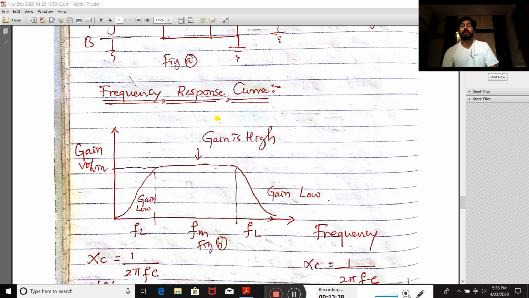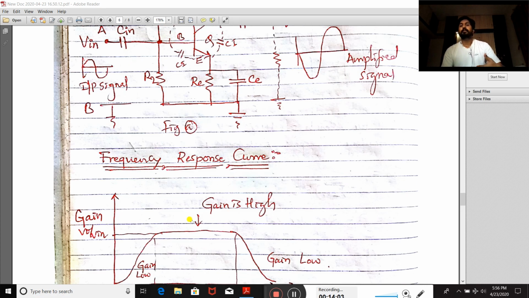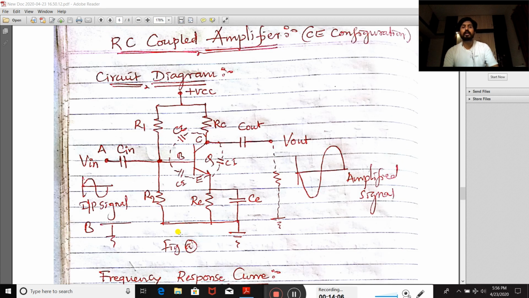Now on what basis are we going to judge whether the amplifier is good or bad? That is based on the bandwidth. How to determine the bandwidth? Bandwidth is equal to the higher frequency minus the lower frequency, and you are going to get the bandwidth. If that bandwidth is very high, then we can say that the amplifier is a good one. In this way we can judge whether it is a good amplifier or a bad amplifier.